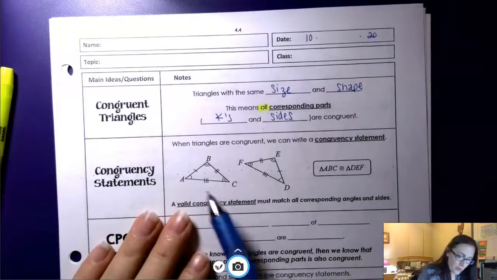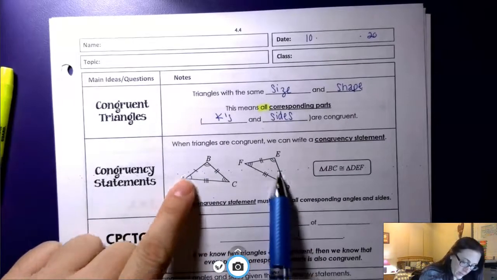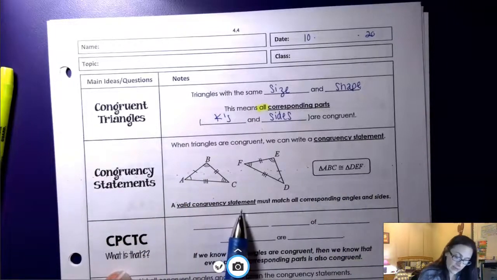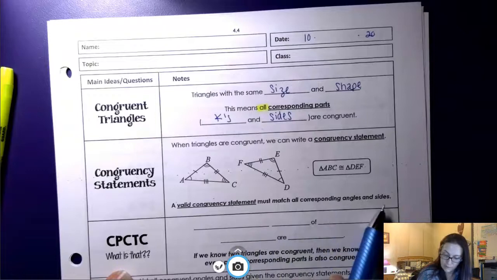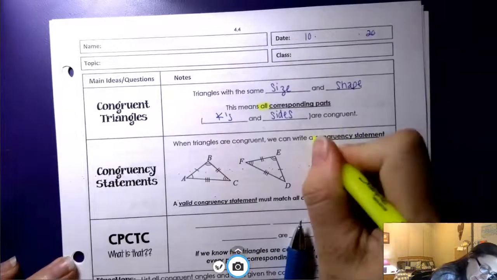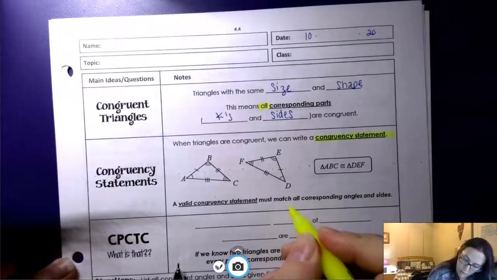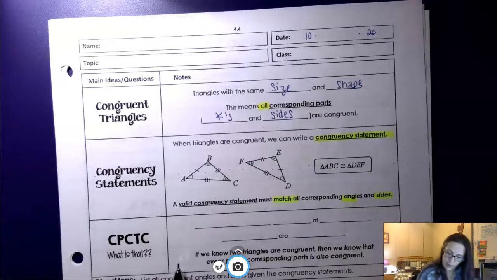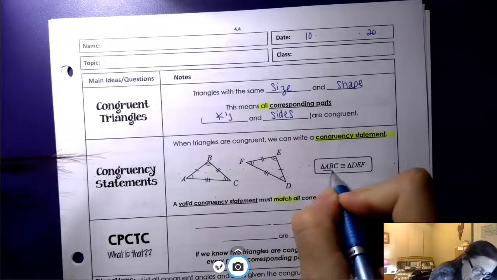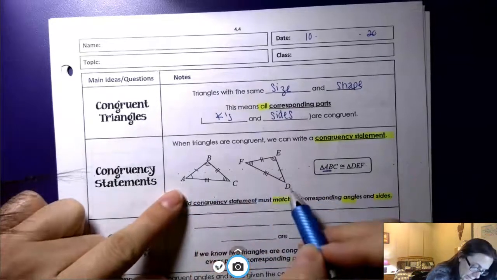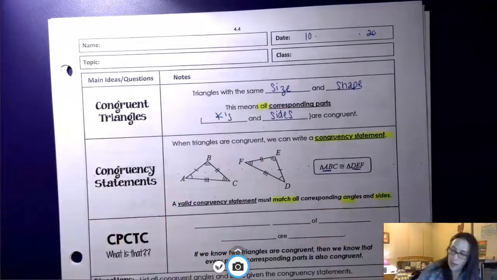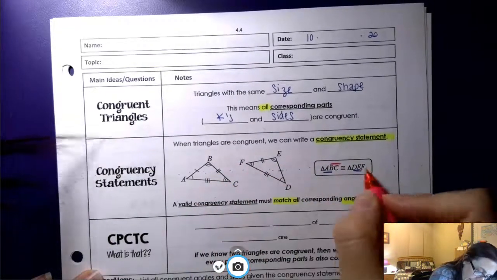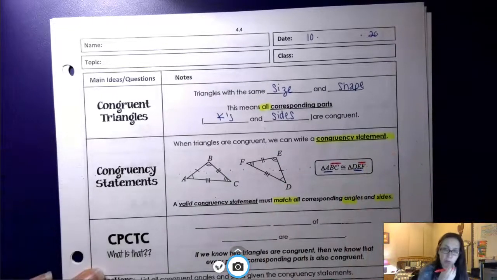Okay, so you want to name it in the same order of congruence. So by the single mark to the double mark, you name it in the same order. A valid congruency statement must match all corresponding angles and sides. So right here, I have AB is one side to DE, which has one tick. We have BC has the double tick, and EF has the double tick. Notice they're in the same location in the name.